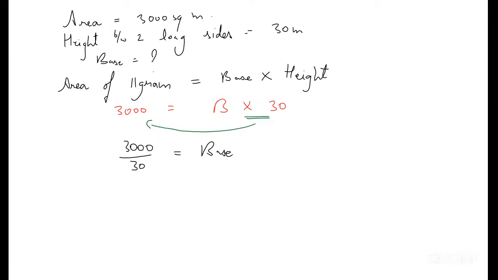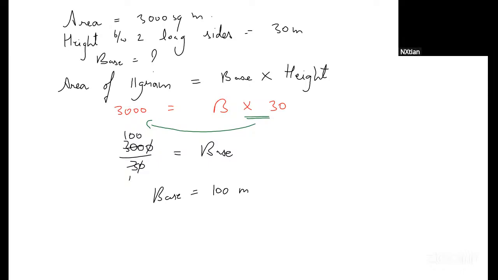So you cancel, 3 ones are... base equals 100 meters. So the base of the parallelogram is 100 meters. Hope now it's clear to you all. It's very simple. I think you were confused by the line which says height between two long sides, right? So don't get confused by that. It's just a simple base calculation you have to do.